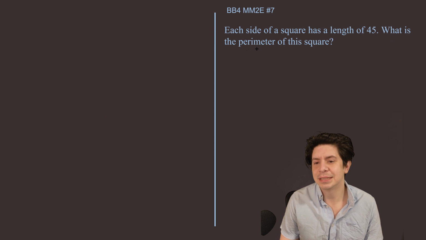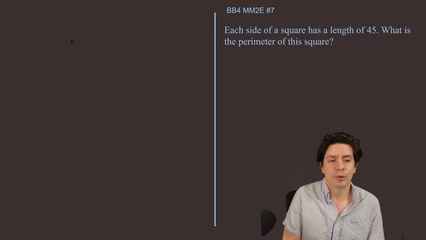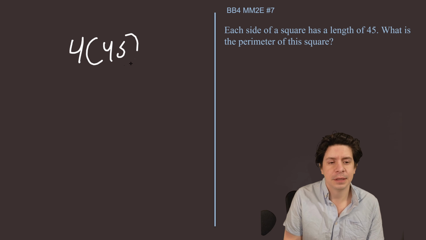We have this one here. Each side of a square has a length of 45. What is the perimeter of this square? Perimeter of a square is 4 times the side length, so it's 4 times 45, and it is 180.